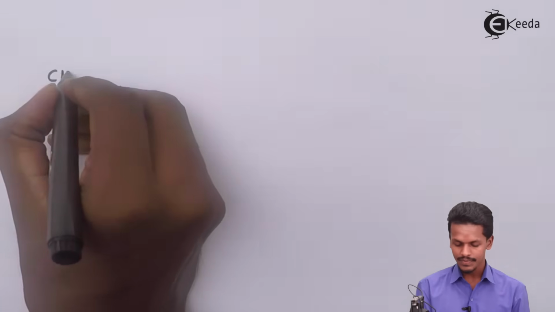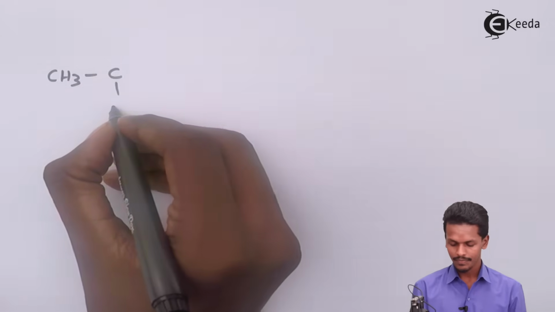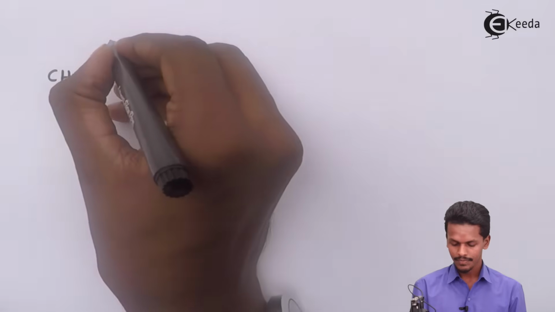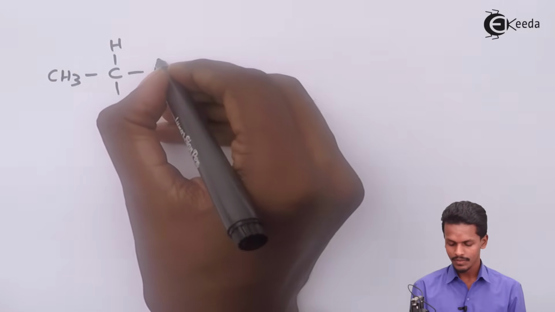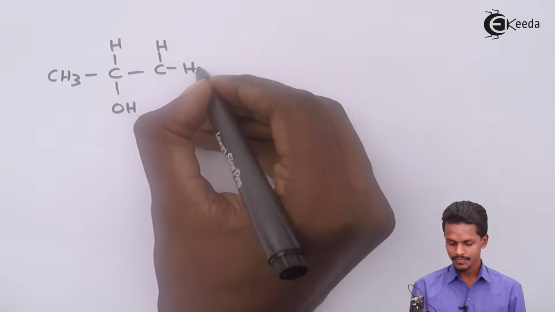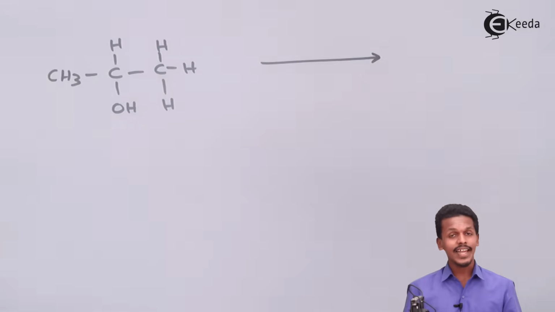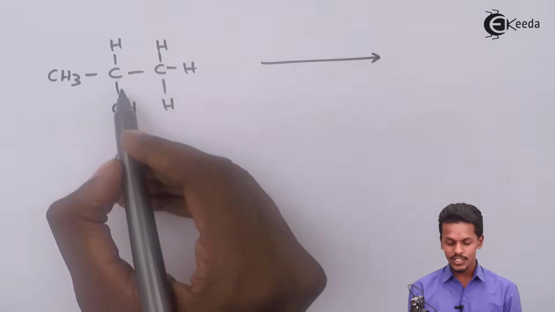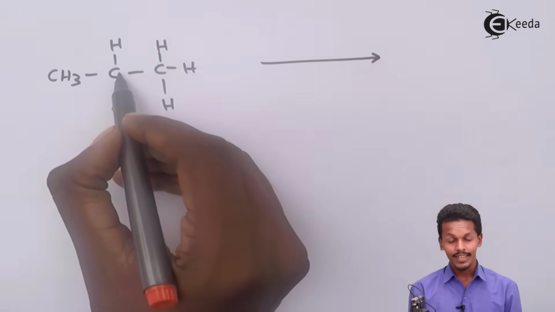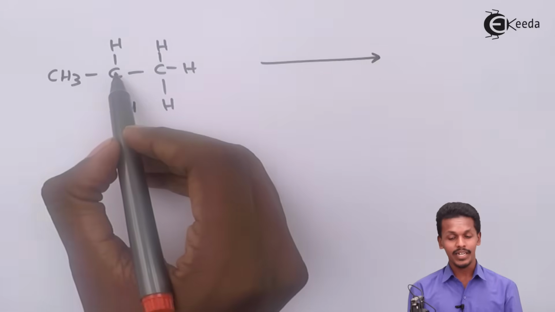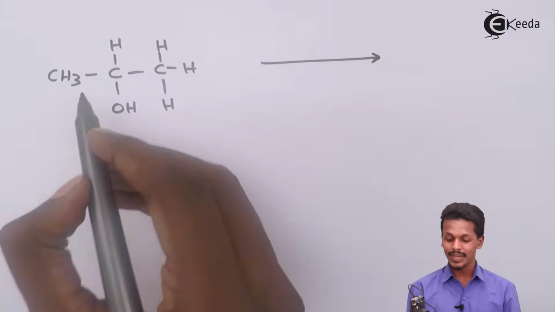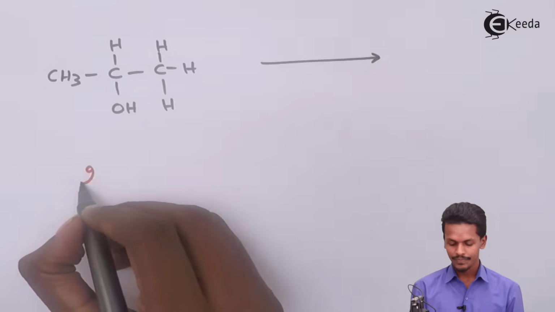Suppose we have to prepare an alkene from a secondary alcohol, and the secondary alcohol can be written in this way. So this is a secondary alcohol. The reason is that this OH has been attached to that carbon atom which has been attached to two different carbon atoms, making this to be called a secondary alcohol.